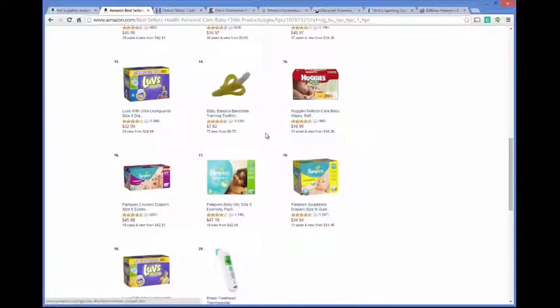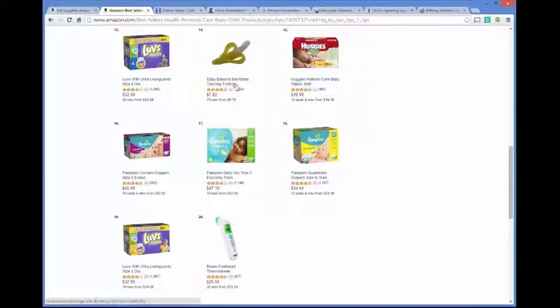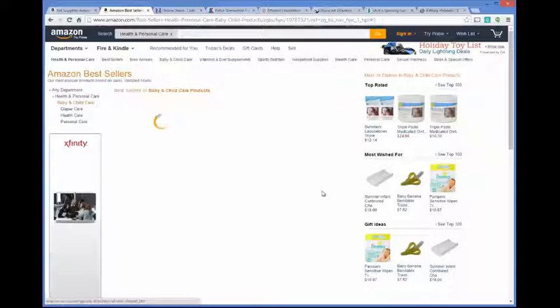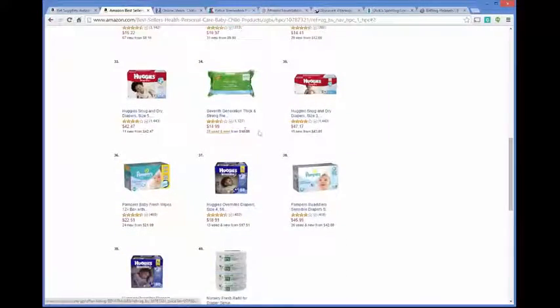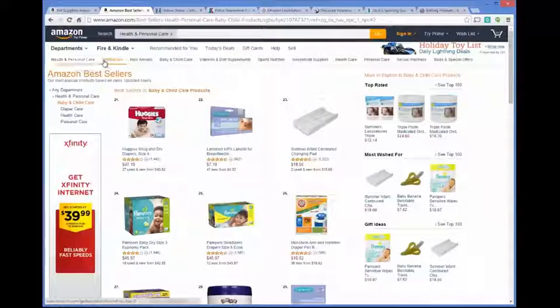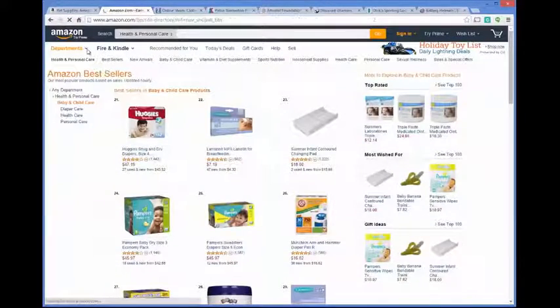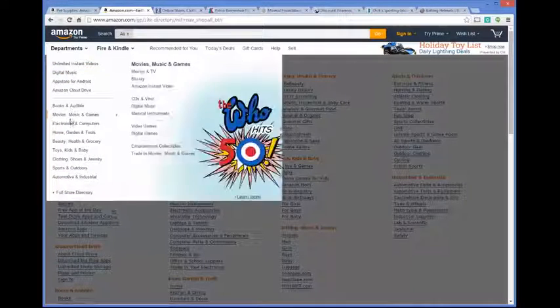People seem to really like to buy diapers on Amazon. Here's a bendable teether, and there's some other items we can go on down here. It looks like diapers are predominant, so maybe that's something you could carry. If you could find a supplier that would carry diapers, that might be a way to go if you're into the baby niche market. We'll look up another category here, and so let's go to departments.